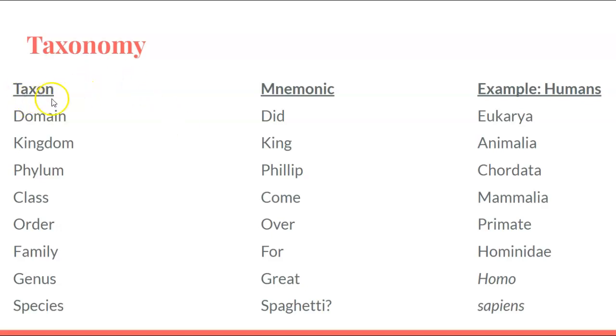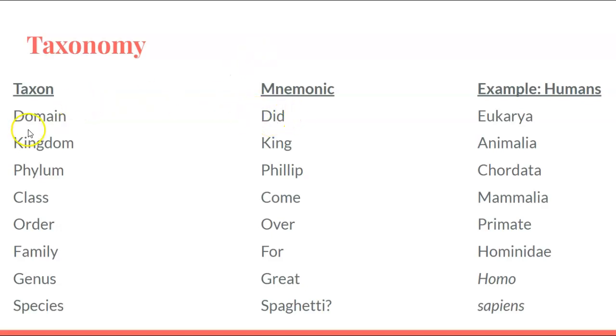So when we're talking about the specific taxa, right, we have domain, most broad, then kingdom, phylum, class, order, family, genus, and species, okay? Most broad to most specific. A mnemonic device, which should help you remember the order of the taxa, is Did King Philip Come Over For Great Spaghetti, right?